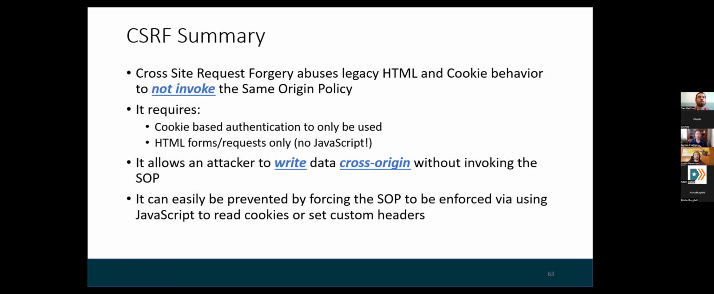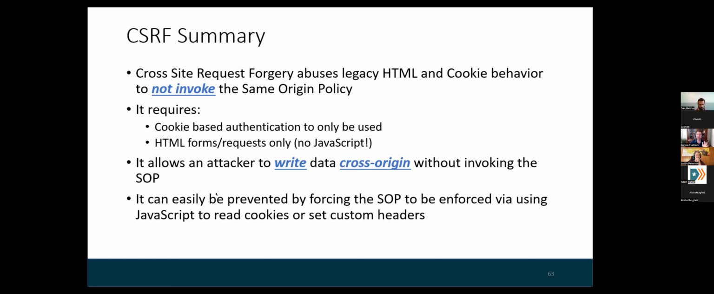So in quick summary, CSRF is a very convoluted, complicated issue that's been around since as long as cookies have been around. But it basically abuses legacy behavior to not invoke the same origin policy. So it's not so much a bypass of the same origin policy as it is finding a way so that same origin policy just never applies in the first place. It allows an attacker to write data cross origin, but it can never be used to actually read data. So CSRF is all about taking some sort of blind action and hoping it succeeds, because you can't, as the attacker, read or look at any of the response that comes from there.